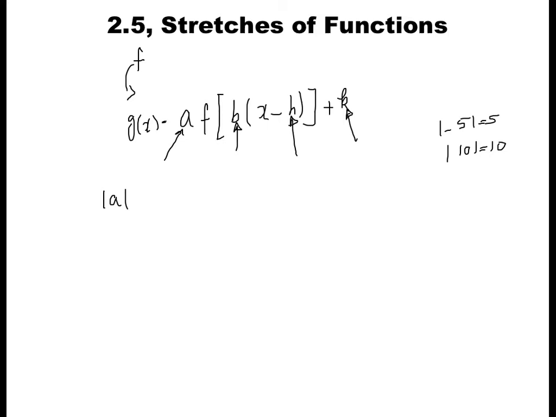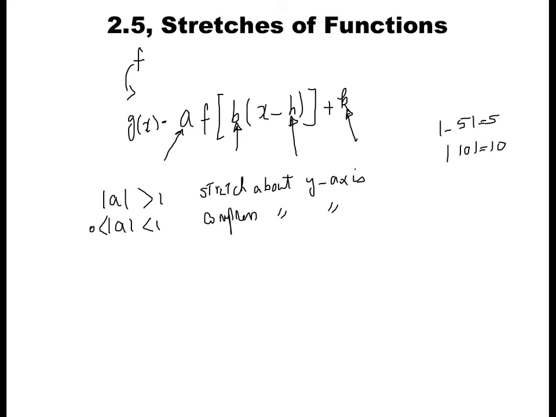Now, if the absolute value of a is greater than 1, then we are going to stretch about the y-axis. If absolute value of a is between 1 and 0, then we are going to compress about the y-axis. So a works for only the y-axis.